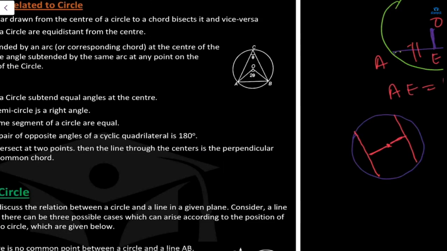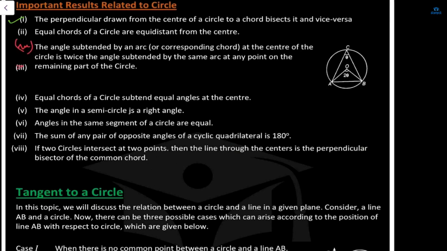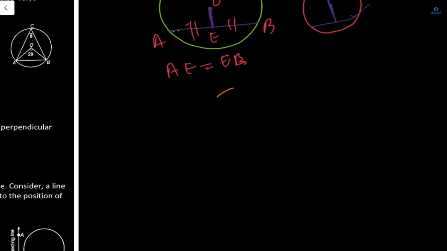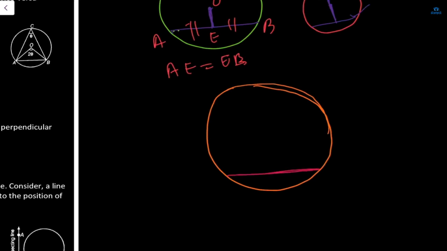Okay, now third point is from here. The angle subtended by an arc, listen, arc, either you can take arc, you can say, or a chord at the center of the circle is twice the angle subtended by the same arc at any point on the remaining part of the circle. For example, I'll tell you. Okay, now this is a circle. You are having a chord. Either you can take this chord AB or you can take the arc AB also. I'm drawing here a center.